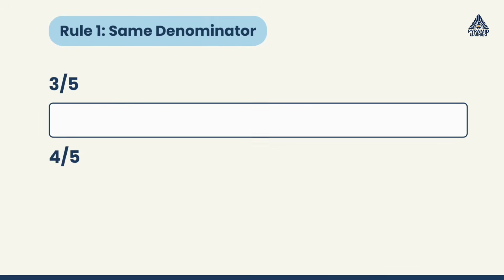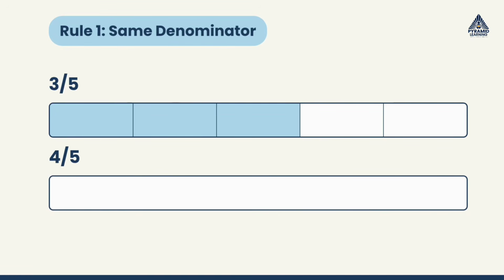First, we draw a bar. Now we divide it into 5 equal parts, because the denominator is 5. Next, we shade 3 parts to show 3/5. Let's do the same for 4/5. Draw the bar, divide it into 5 equal parts, and shade 4.